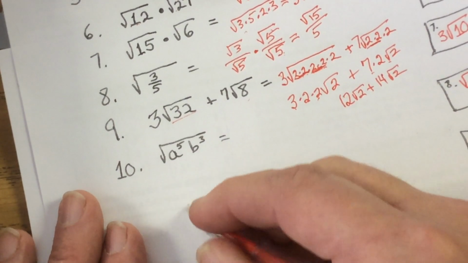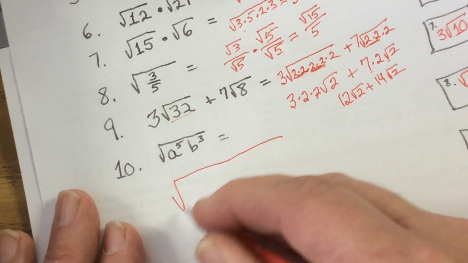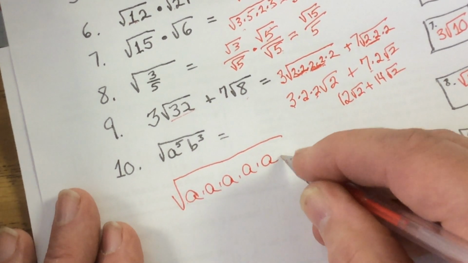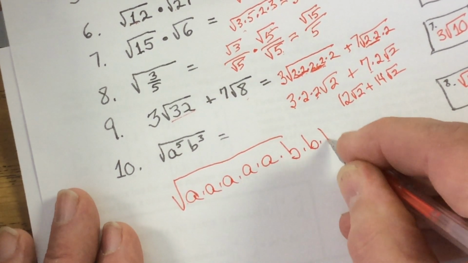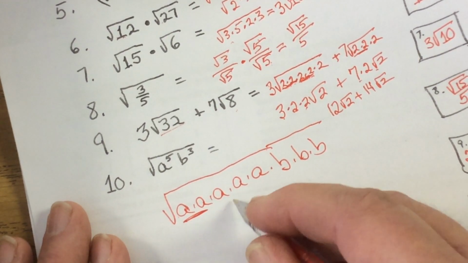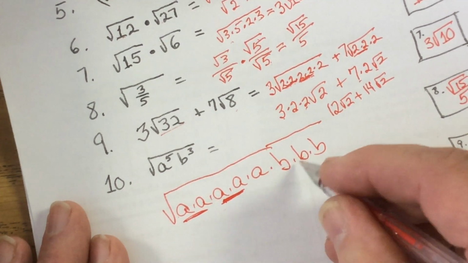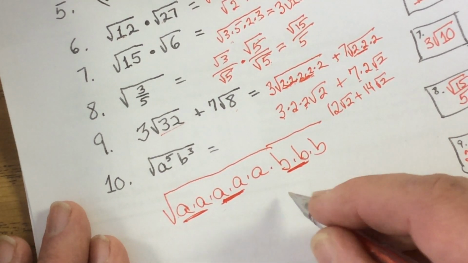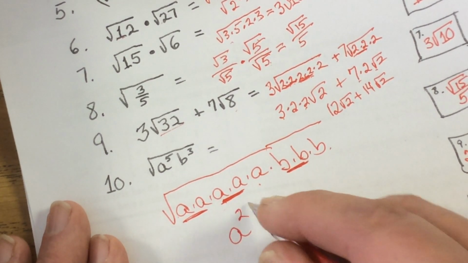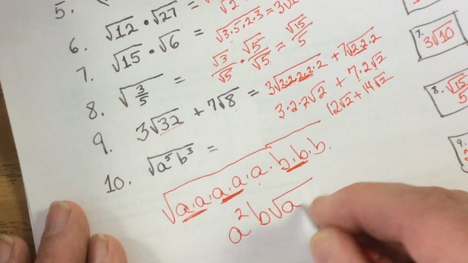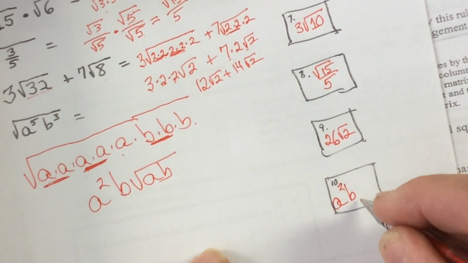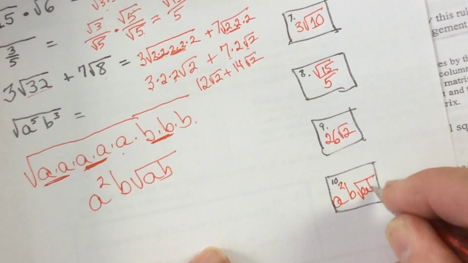Finally here, this is a times a times a times a times a times b times b times b. I've got 1 a I can take out, 2 a's I can take out, 1 b I can take out, and then 1 a and 1 b left. So it's a squared b square root of ab, and that's the answer.